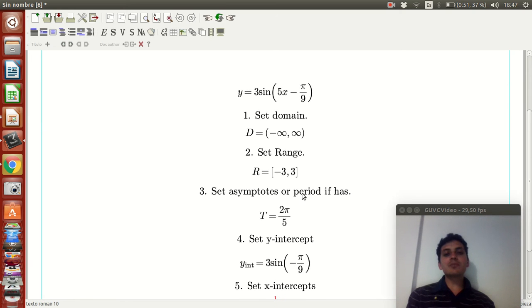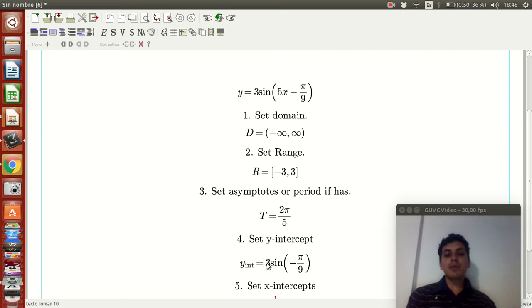Now set the asymptotes and the period. Sine of x does not have asymptotes, so we don't need to determine any asymptote. We need to determine the period. Remember that to determine the period, you just need to take the angular frequency, and the period is 2 pi divided by the angular frequency. So the angular frequency is 5, and 2 pi divided by 5 is the period. This is the period of the function.